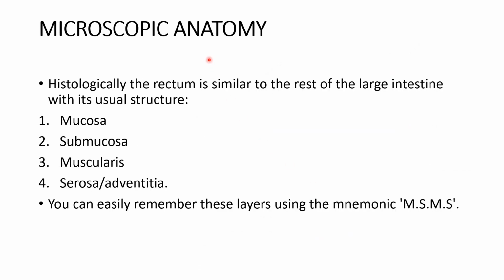So far is the macroscopic anatomy. Now let us see the microscopic anatomy of the rectum. The rectum is similar to the rest of the large intestine with its usual structure. Similar to the large intestine, the rectum also has 4 layers in its wall, from inner to outer: mucosa, submucosa, muscularis, serosa or adventitia. These 4 layers can be easily remembered using the mnemonic MSMS: mucosa, submucosa, muscularis and serosa.